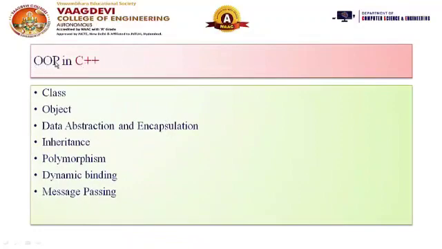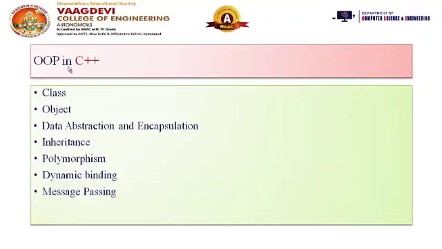Object-Oriented Programming in C++. Object-oriented programming is a set of methodologies using which large complex programs can be developed easily. So these are the set of rules which are used to develop complex programs in an easy way. And the first one is class. Class is a collection of data members and member functions.